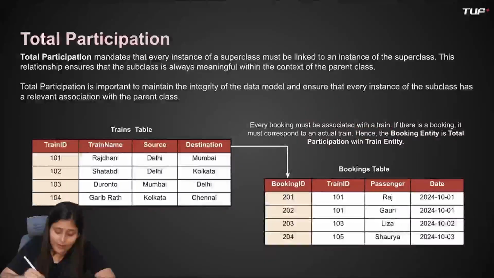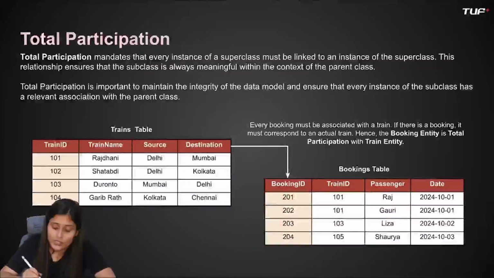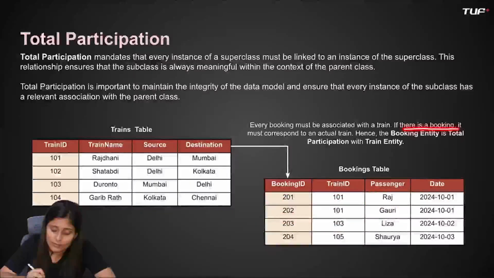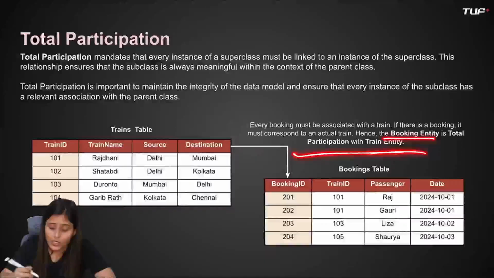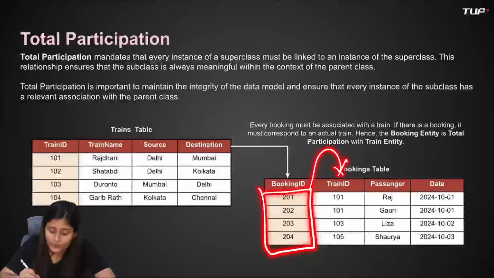The booking IDs we have are 201, 202, 203 and 204. Obviously they will be unique, because every booking is unique. Here a booking must be associated with a train. So 201 is associated with 101. Two people with booking IDs 201 and 202 have booked seats in the same train 101, right? Basically, if there is a booking, it must correspond to an actual train. Hence the booking entity has total participation. For every booking ID, there should be a train ID as well.